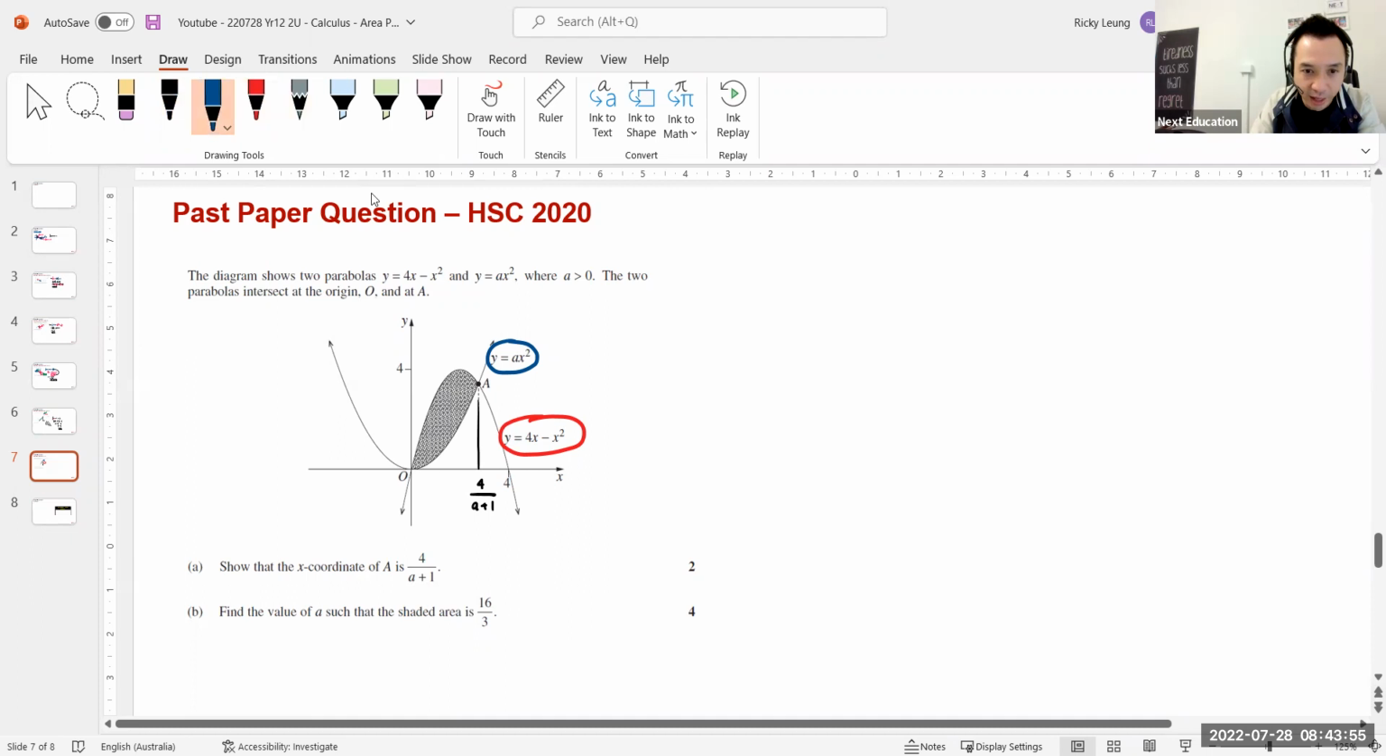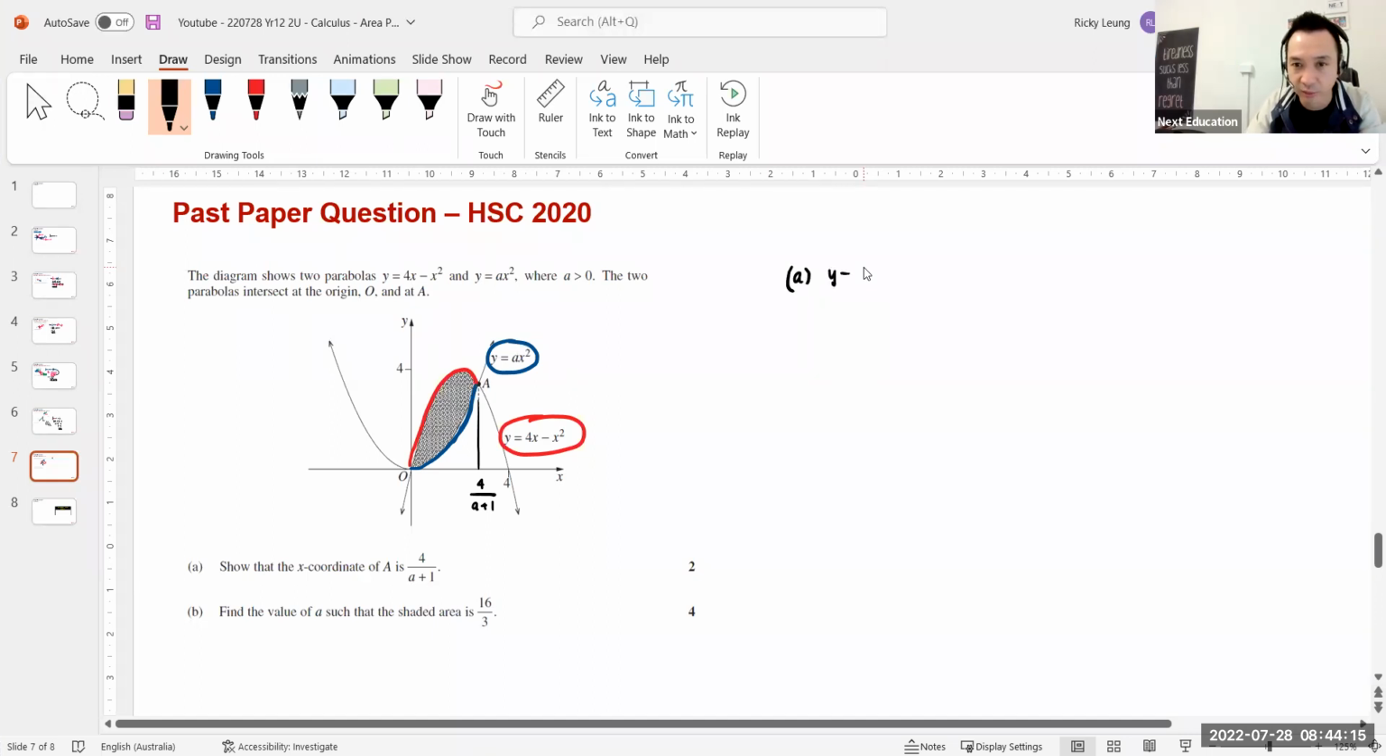So ax squared is the bottom curve, right? Always identify top and bottom when you're doing area between two curves. That's the top one. Okay, so now let me just see. I think it's a straight point of intersection, right? So part A, show the x coordinate.